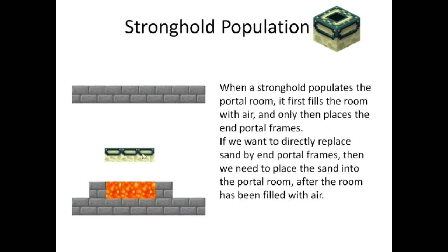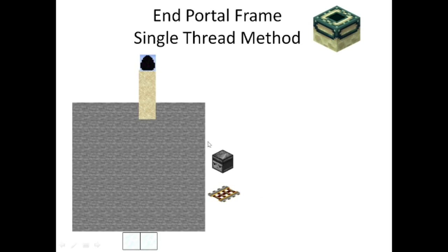If you just had a sand at the correct position before the stronghold population starts, then the sand would not directly get replaced by an end portal frame, but it would first get replaced by air and then would get replaced by an end portal frame, and this is then not usable for falling block swaps. So to get falling block swaps for end portal frames, you actually have to make sure that the sand lands in the stronghold room after the stronghold has started populating. And again, we have single thread and multi-thread solutions for this problem. Here is the single thread solution.